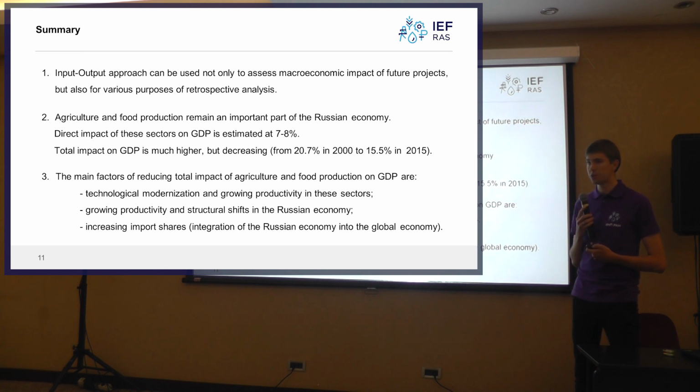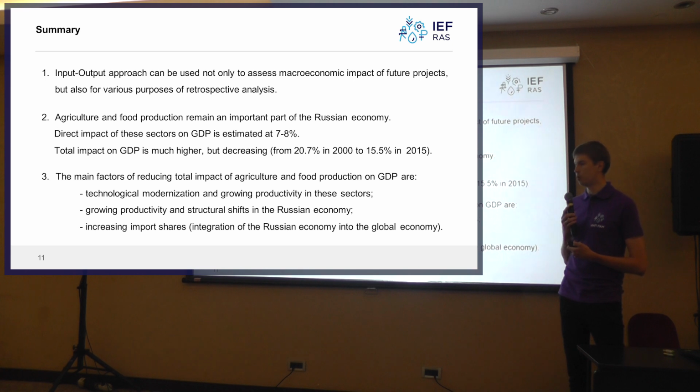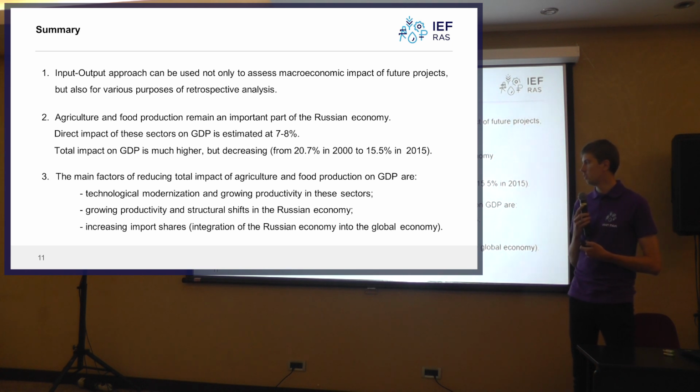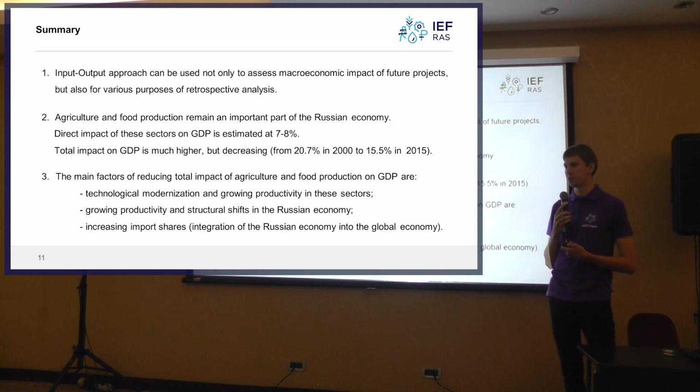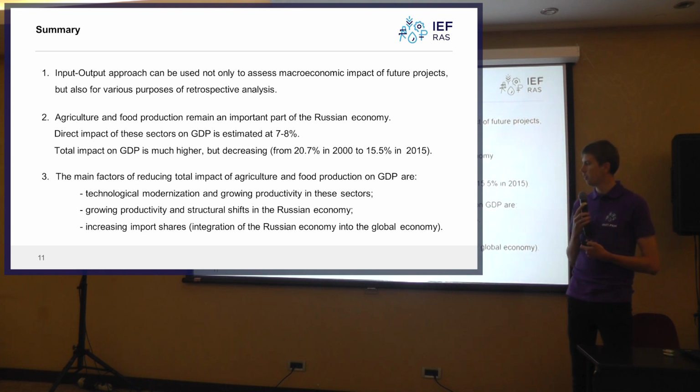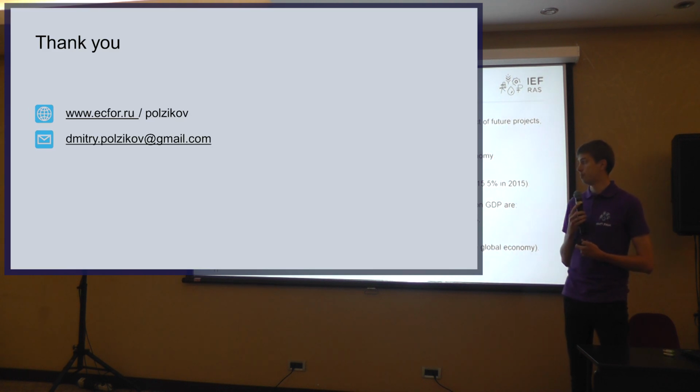The second point is that agriculture and food production remain an important part of the Russian economy. Direct impact of these sectors is estimated at 7 or 8%. Total impact on GDP is much higher, but decreasing. And the main factors of reducing this total contribution of these sectors to GDP are technological and structural changes, growth of productivity in Russian agriculture and in the Russian economy, and increasing import shares due to integration of the Russian economy into the global economy. That's it.